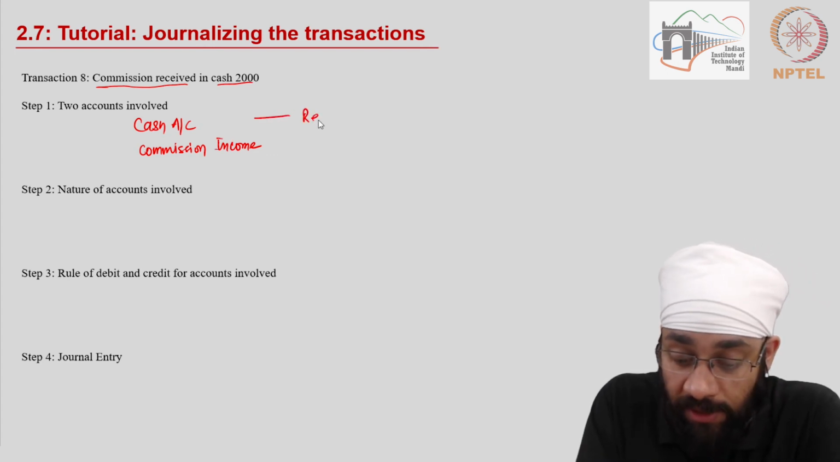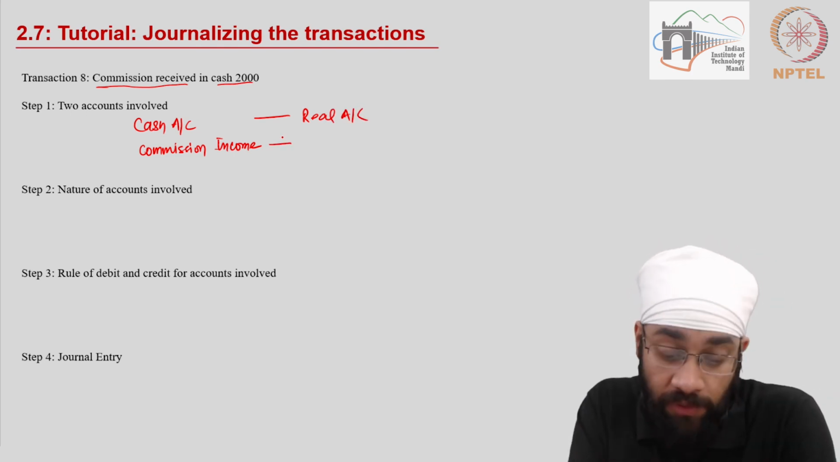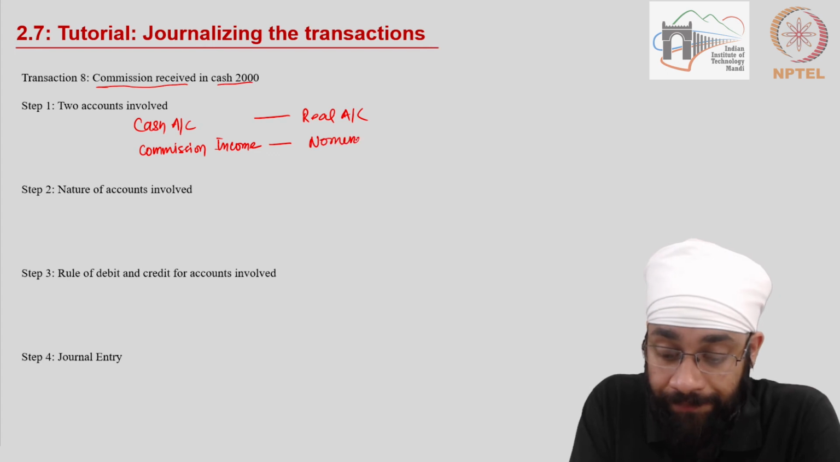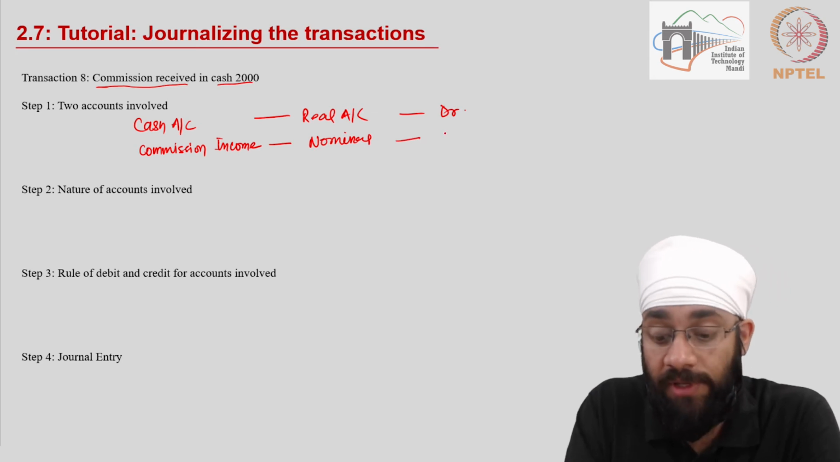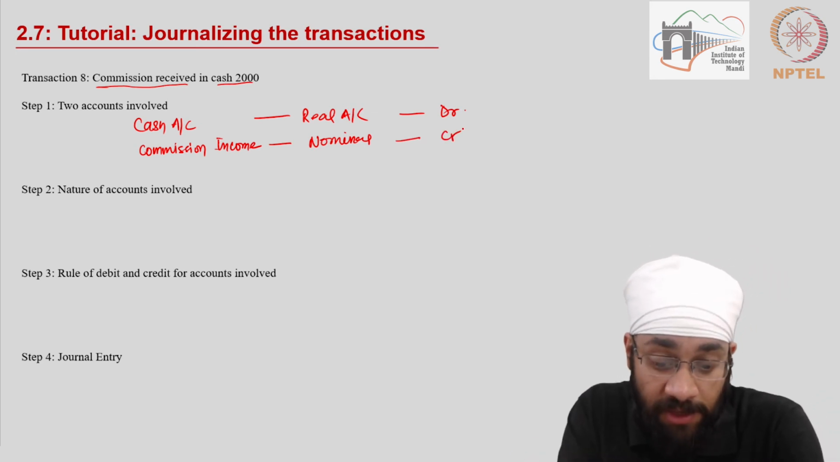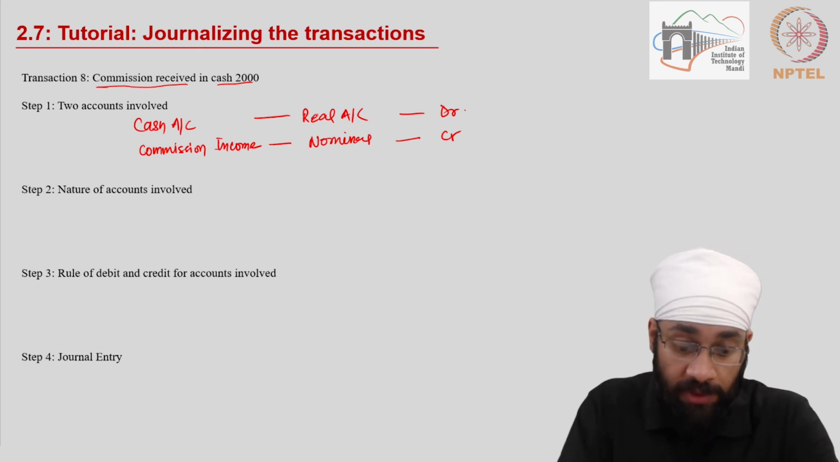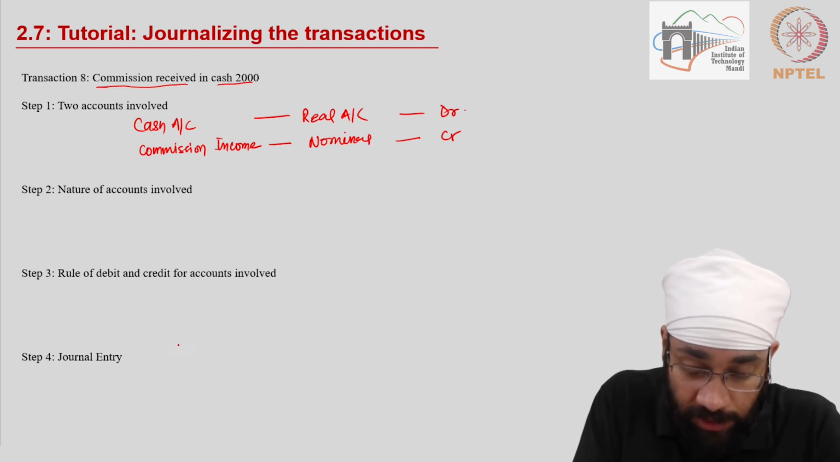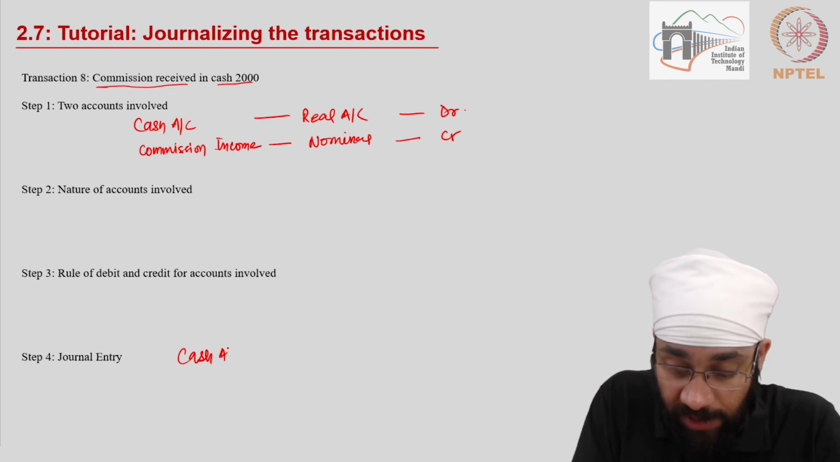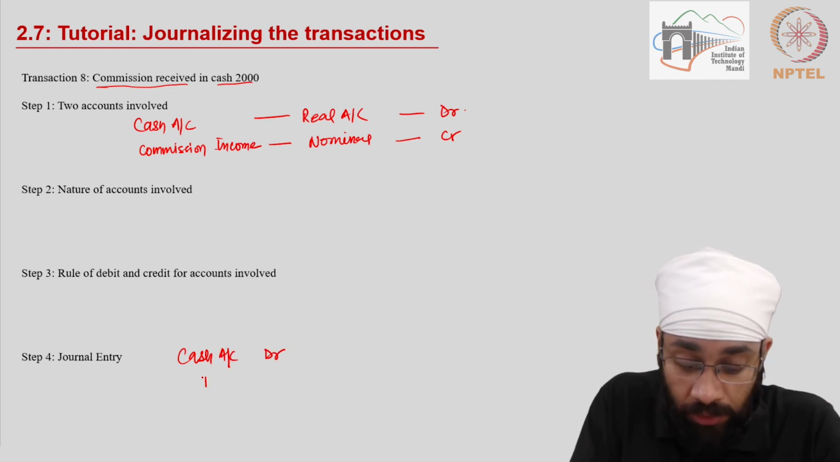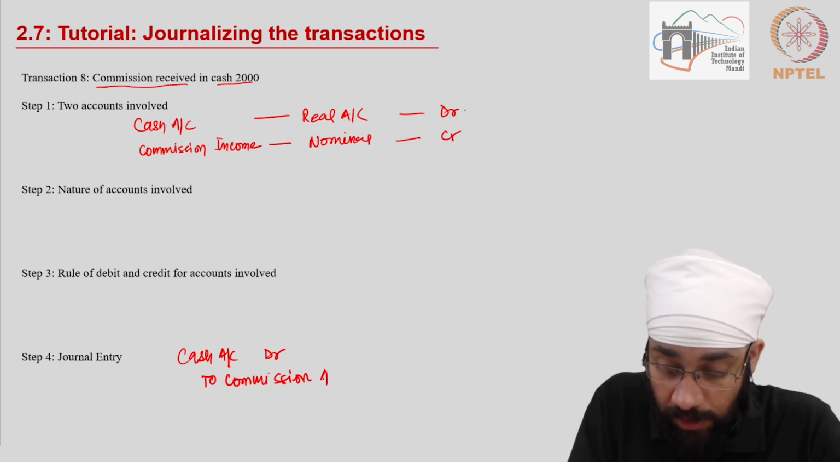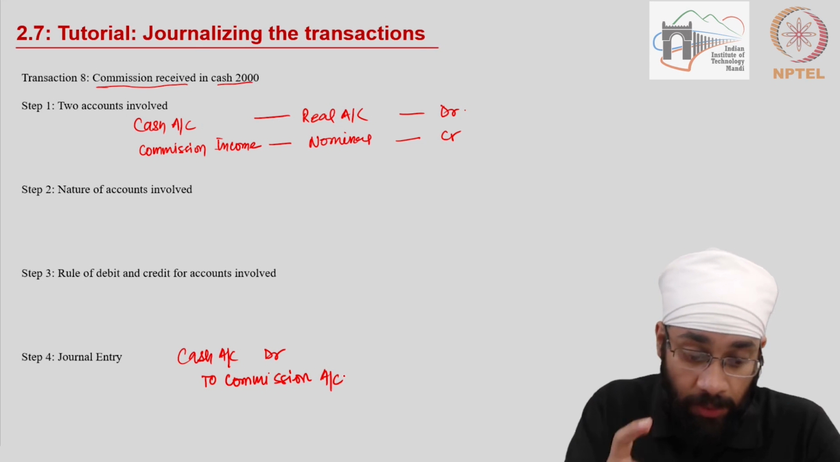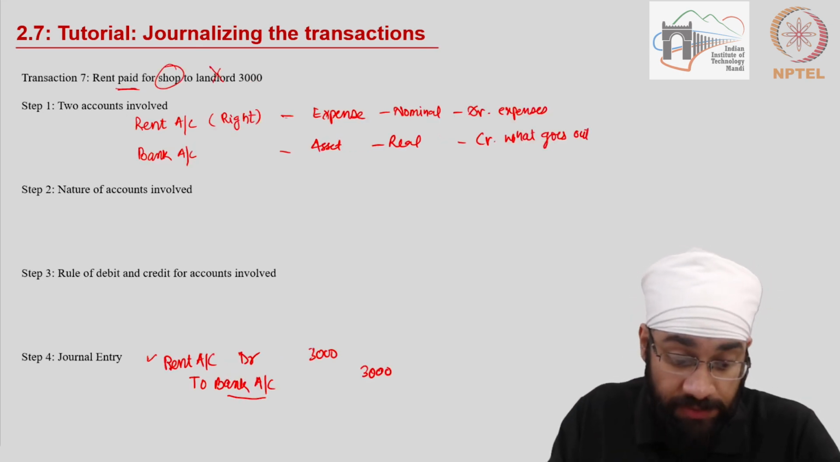Cash account is a real account because it's an asset. Commission income, it's an income, therefore it's a nominal account. Cash is coming in, so you're going to debit it. All incomes are credit. Again, I skipped some steps here to just show you how we move forward without going through the working notes. So cash coming in, I'm going to write cash account debit to commission account.